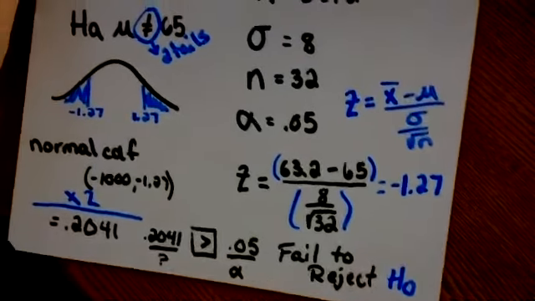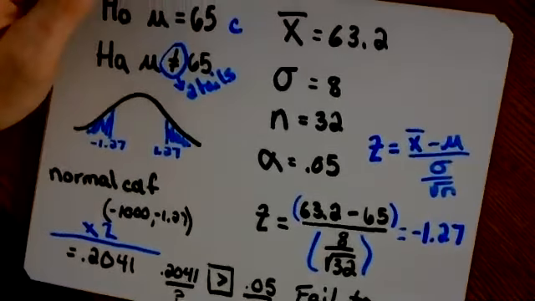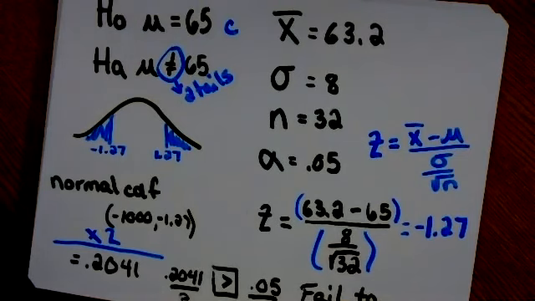So then we go back up and we look, well, H sub 0 was our claim. So if we're failing to reject the claim, we're saying there's not enough evidence to reject their claim that the average acreage of those farms was 65. All right, so that's what we have for hypothesis testing for large samples using p-values.